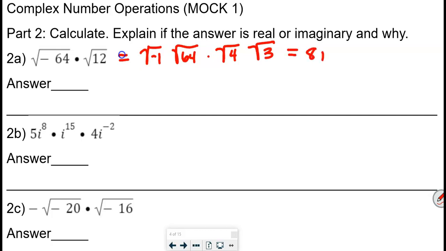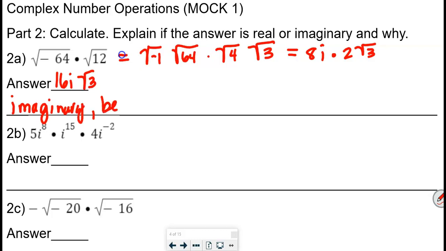So again, we're going to simplify this. So this is going to be 8i times 2 square root of 3. So our answer is going to be 16i square root of 3. Okay? So this is going to be imaginary, right? And it's going to be imaginary because the square root of negative 1 equals i.